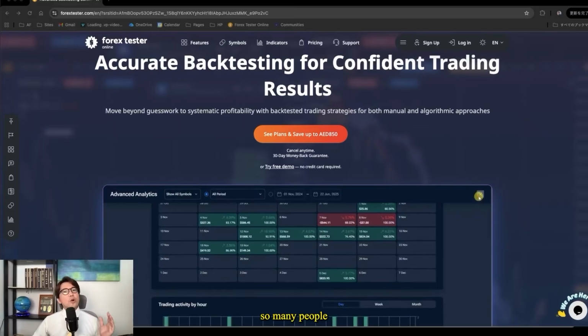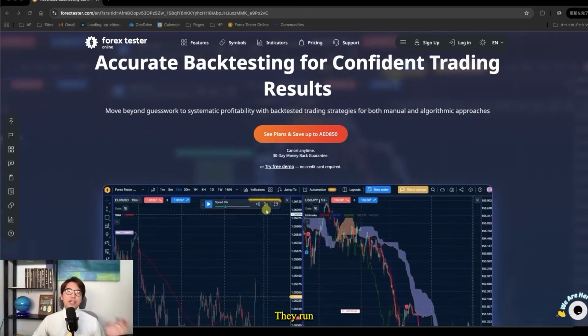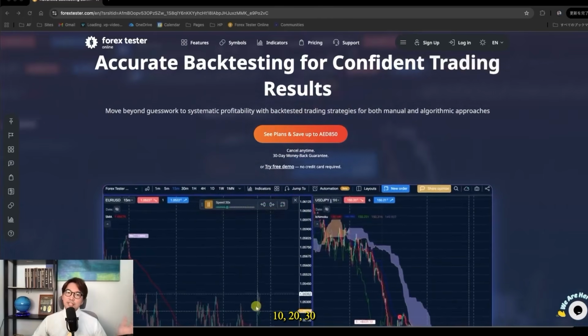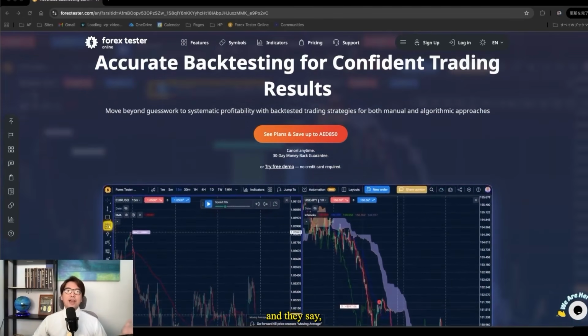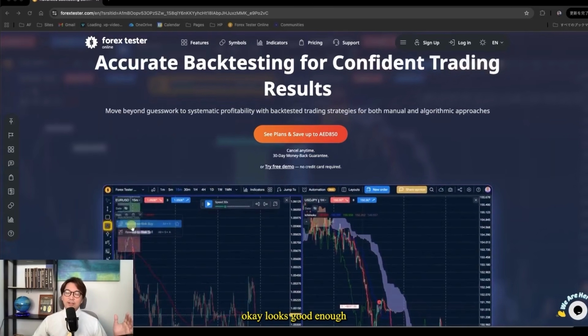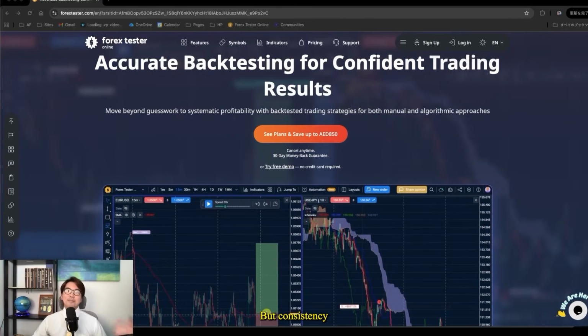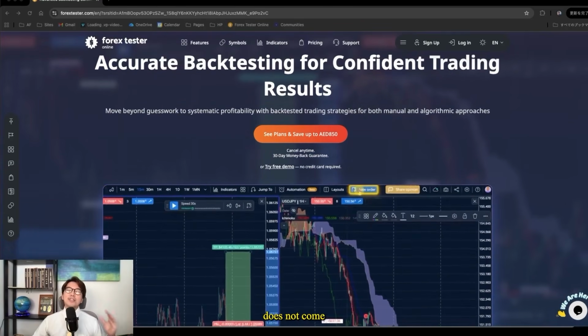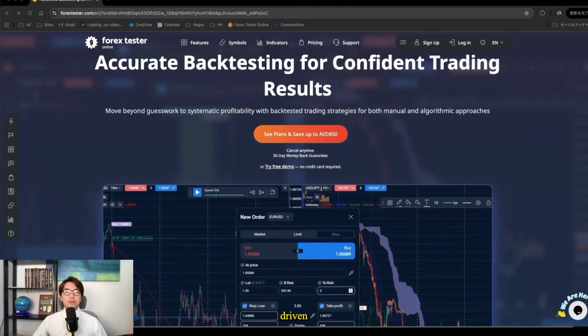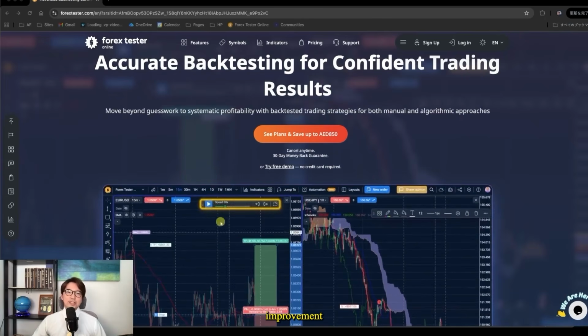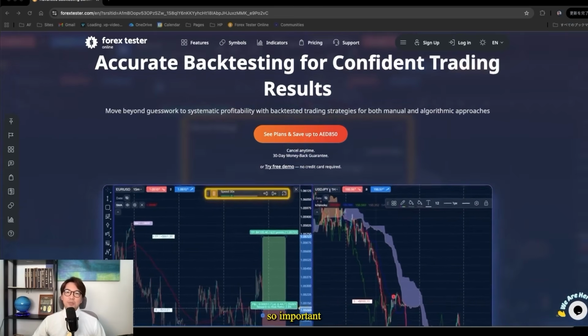And this is where so many people fall short. They run 10, 20, 30 backtest trades, they see the win rate, they see the profit factor, and they say, okay, looks good enough. But consistency does not come from the results. Consistency comes from data-driven improvement. This is why kaizen is so important.